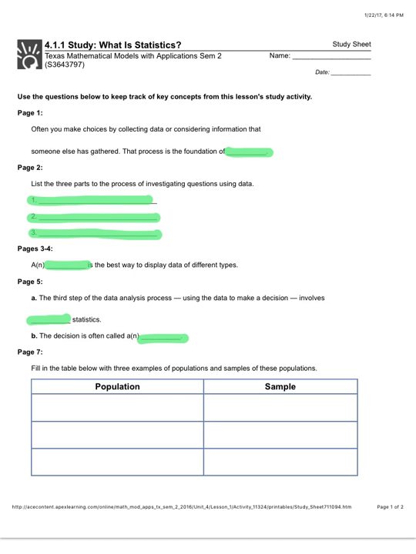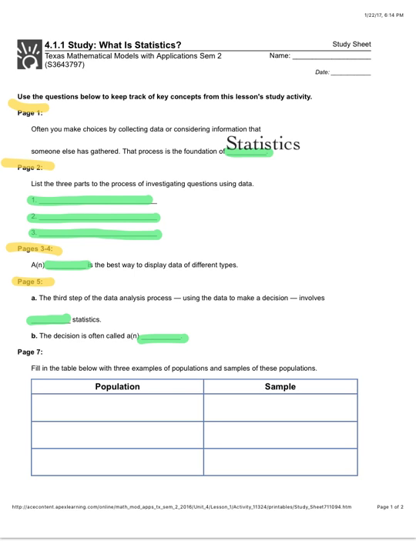Okay, so this should be a very quick lesson. It's just the introduction. And I like these notes because they actually have the page numbers on them. You notice the page number here, 1, 2, 3, 4, 5, and so on. That's a big plus for these notes. They're going to go really quick. So let's get started. Page 1 says, often you make choices by collecting data or considering information that someone else has gathered. That process is the foundation of statistics.